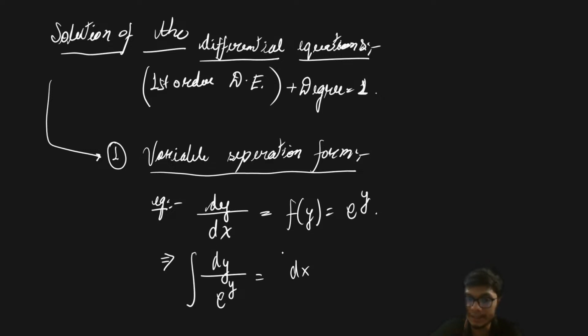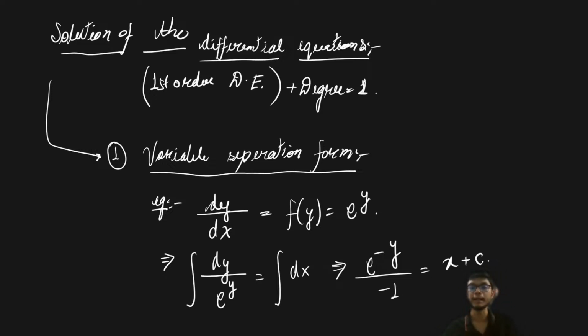Then if I indefinitely integrate both the sides, I will get the solution for my required differential equation, right? So on integrating, this is going to be equal to e to the power minus y by minus 1 is equal to x plus some constant c, right? Now on solving this, I am able to represent my given form as e to the power minus y is equal to minus x plus c. Now for getting the constant value, there will be some initial condition or boundary condition, which we call the initial value problem, right? So based on the initial condition, we'll get the information about the value of the constant.